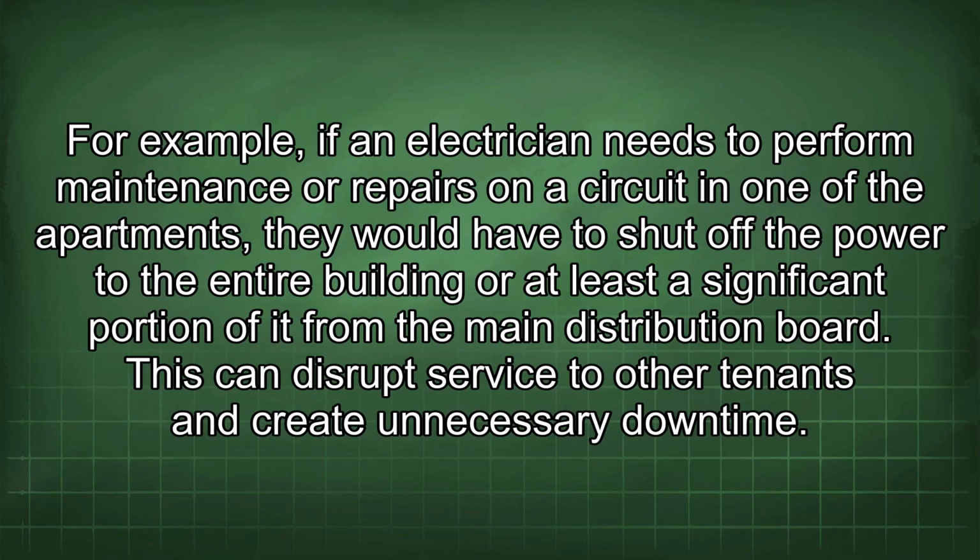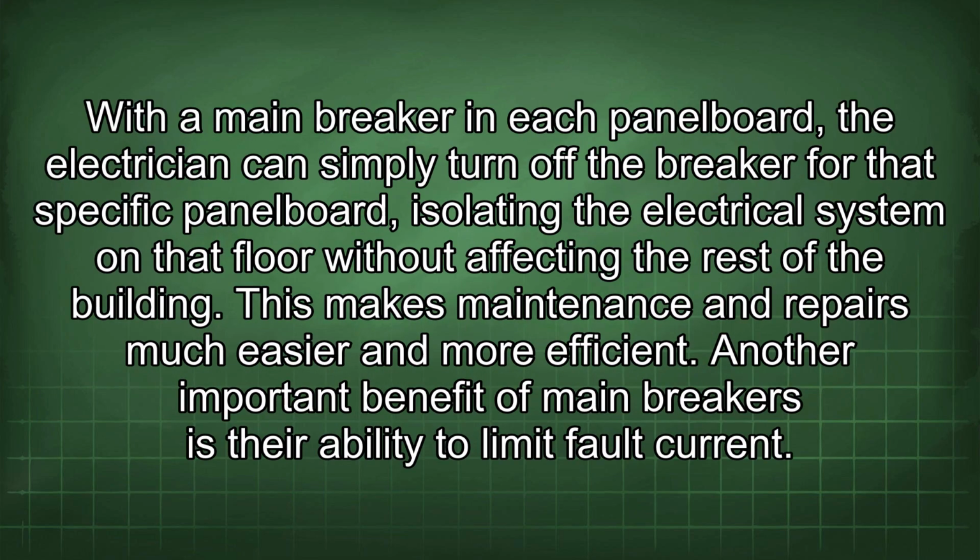For example, if an electrician needs to perform maintenance or repairs on a circuit in one of the apartments, they would have to shut off the power to the entire building or at least a significant portion of it from the main distribution board. This can disrupt service to other tenants and create unnecessary downtime. With a main breaker in each panel board, the electrician can simply turn off the breaker for that specific panel board, isolating the electrical system on that floor without affecting the rest of the building. This makes maintenance and repairs much easier and more efficient.